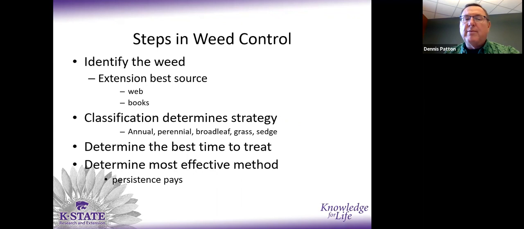And then determine the most effective method of control. Sometimes with these perennial weeds like poison ivy, wild violets, clover, if you really want to eradicate them, it's persistence. It's not a one and done strategy.